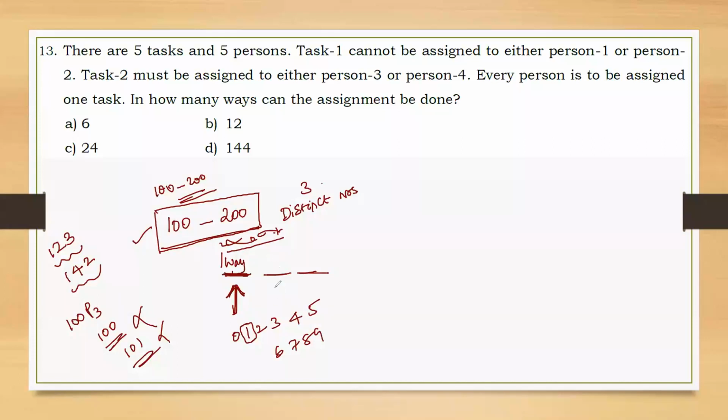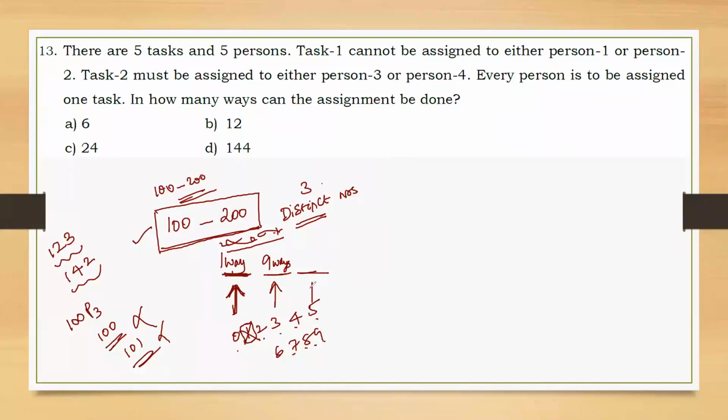Okay, so clear. Second place, remaining we have 9 digits. I'm asking for distinct, different digits, so digits should not be repeated, right? So remaining we have 9 digits. Out of 9, anyone will come here. So 9 ways.